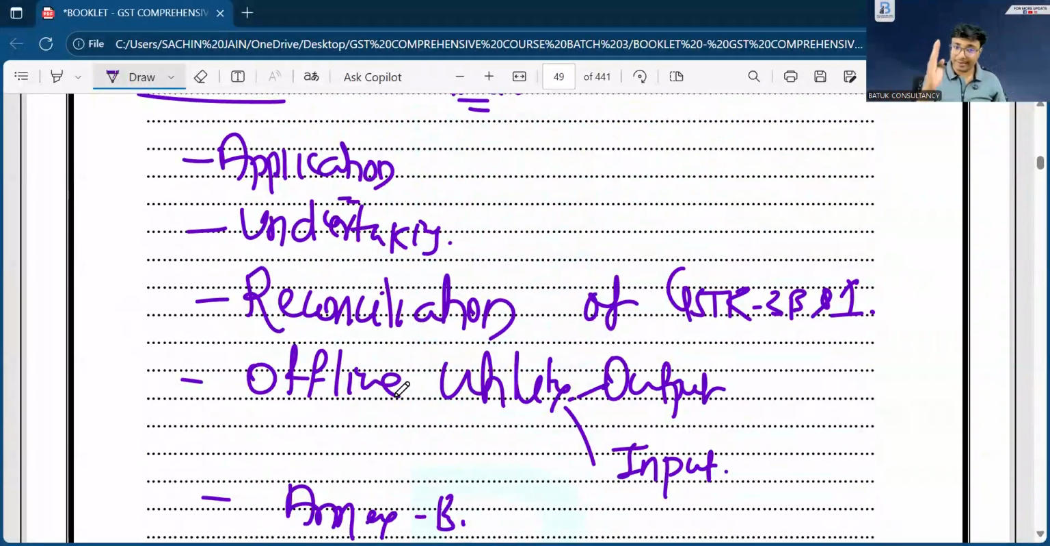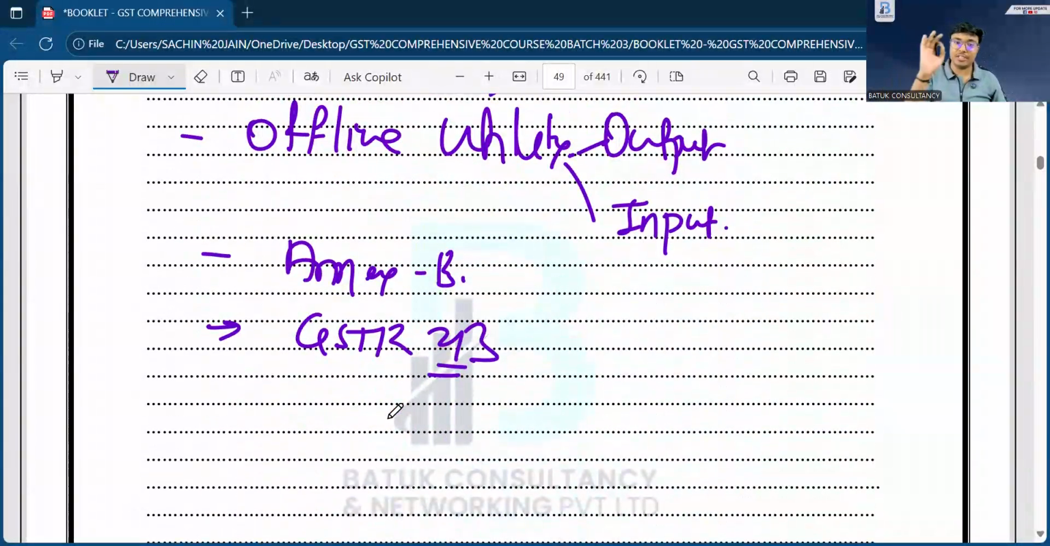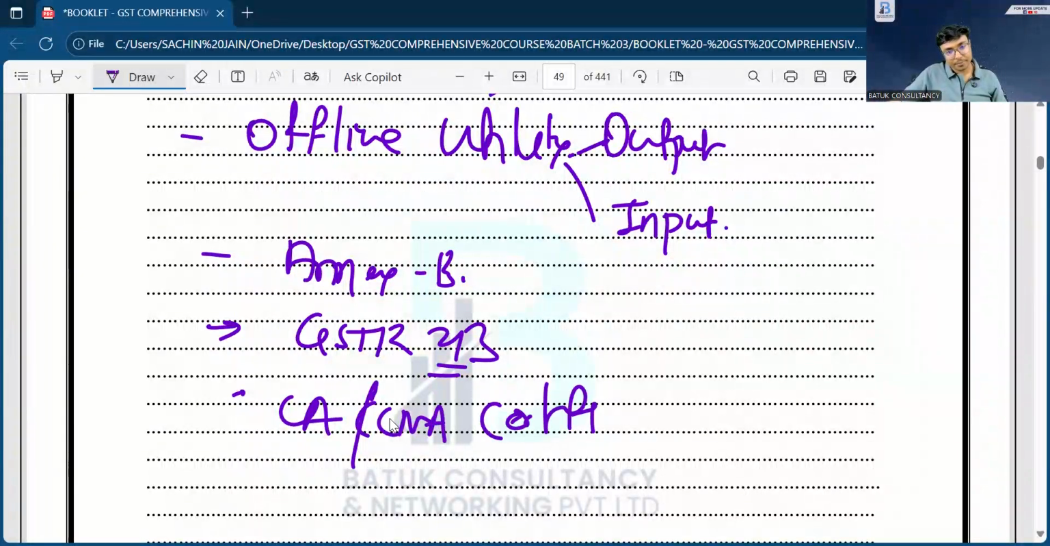Application, undertaking, reconciliation, offline utility, annexure B and GSTR 2B. These are the documents which should be submitted with the refund application, and also we have to submit a CA or CMS certificate. Okay.